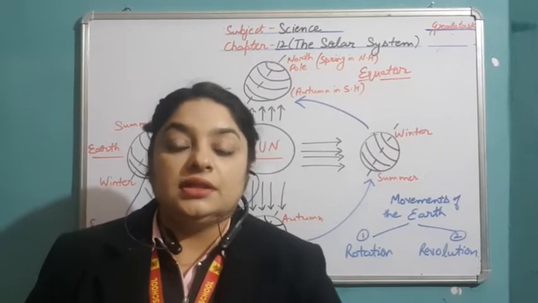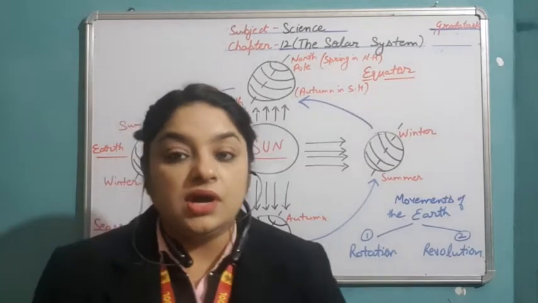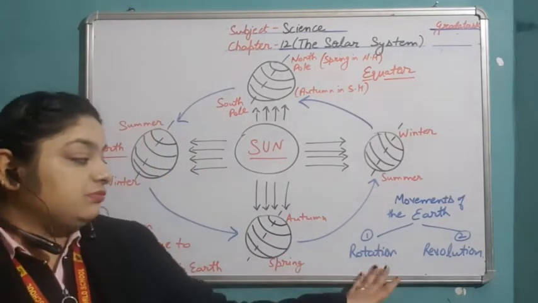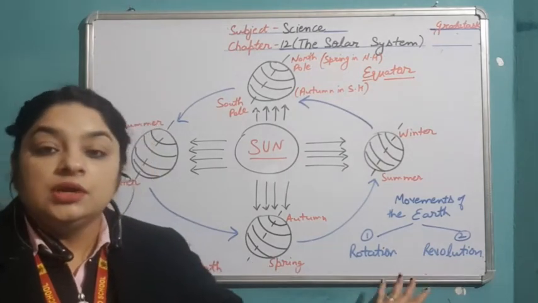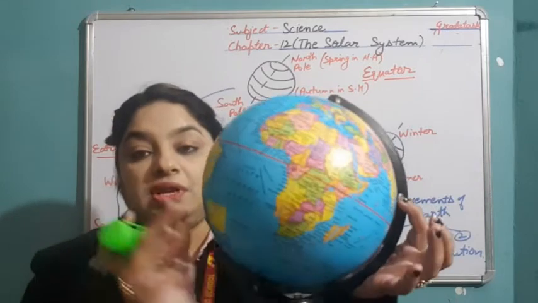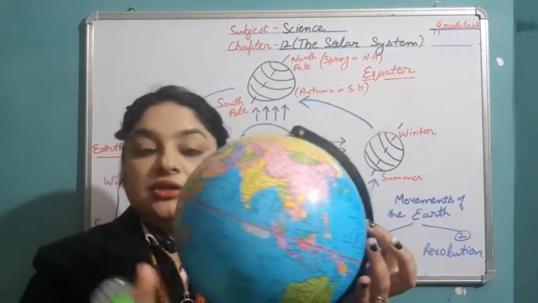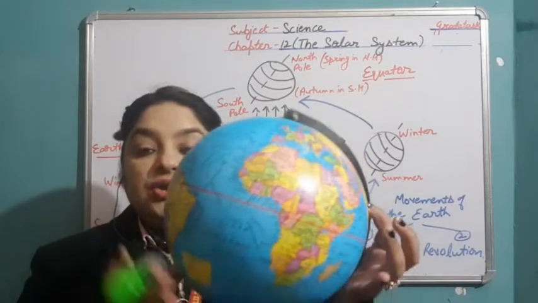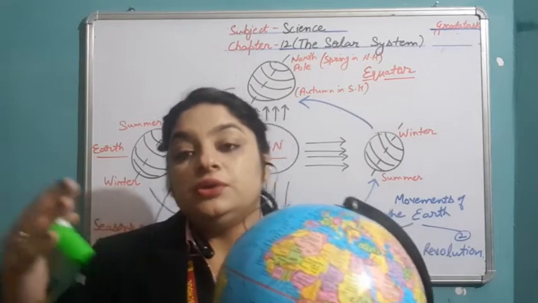Today in this lecture we'll study about the movements of the earth. Now earth has two types of movement, rotation and revolution. What is rotation? Rotation is movement of earth on its own axis. That is known as the rotation of the earth, like this. Now you know earth, I'm saying that rotation of the earth on its own axis.